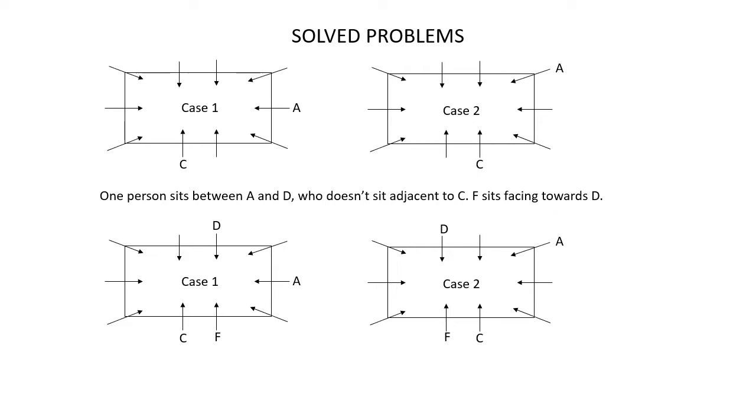Now in case 2, one person sits between A and D. So either this is the position for D or this is the position for D, such that one person sits between A and D. But clearly, since it's given that D doesn't sit adjacent to C, this is not the position for D. So D has to sit here. So mark D in this position. F sits facing towards D. So this is the position for F.